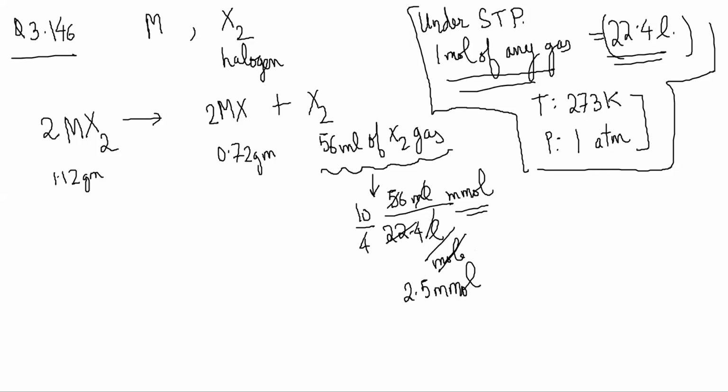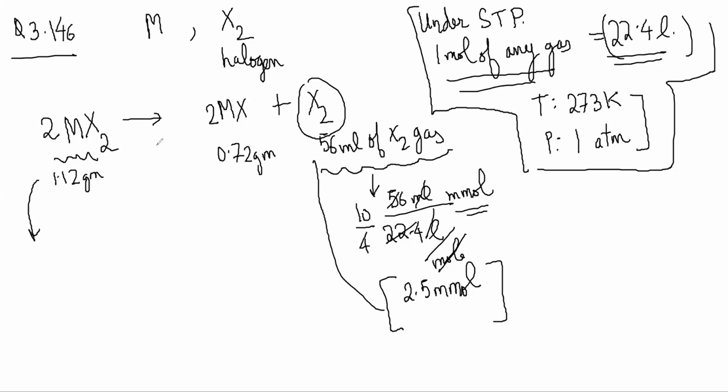And what else is there? You have to find atomic mass and identity of X, atomic mass and identity of M. Okay. So all the information that is needed is already given to you. Now, 2.5 millimole of X2 has come out, right? And the balanced reaction was this, right? So how many moles of MX2 was used up to create this much? If 2.5 millimoles of gas has come out, how much moles of MX2 must have been reacting?